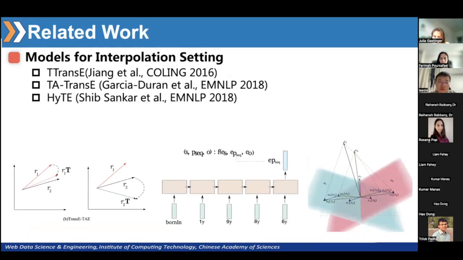Okay, let us talk about the related work. Let me first talk about the models for the interpolation setting. The first work is TTransE. It learns representations for each timestamp, and it replaces the relation embedding in TransE by multiplying the relation embedding with the matrix.